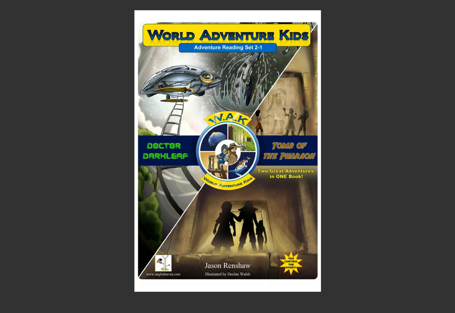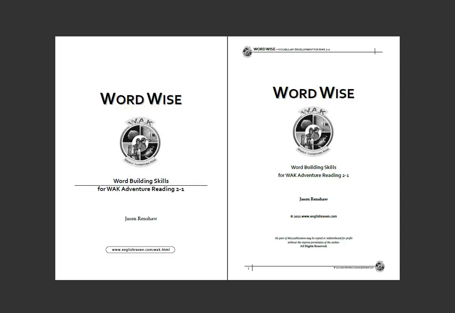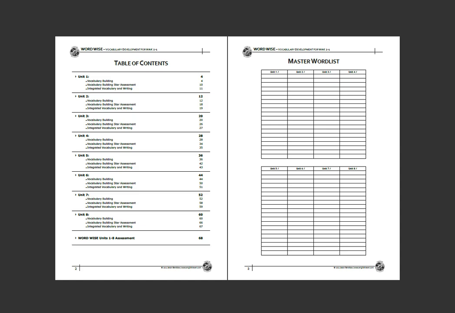And one of the things about being a World Adventure Kid is learning lots of new cool stuff and really improving your knowledge. So what I'd like to show you here is how to use the World Adventure Kids WordWise worksheets. And if you fill these out, you'll really improve your ability to remember words and how to use them in English. So let's have a quick look.